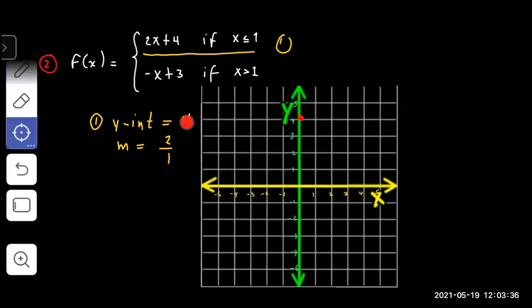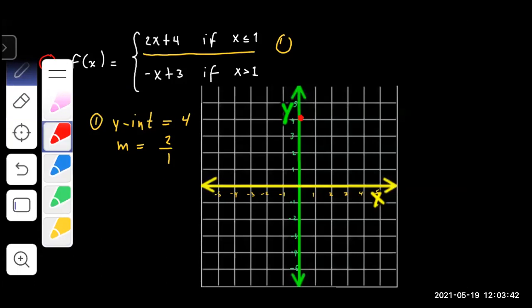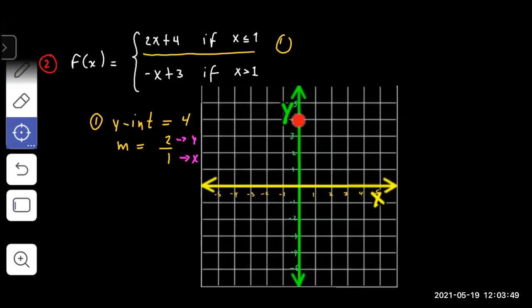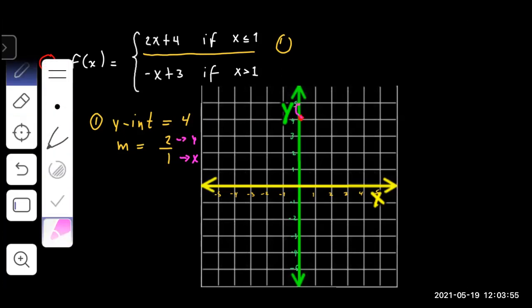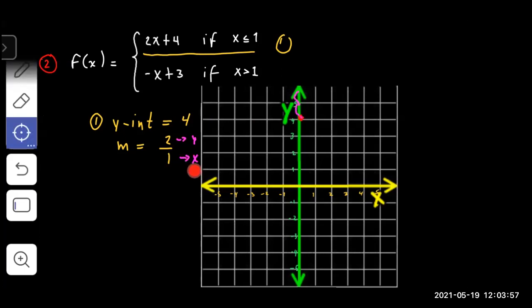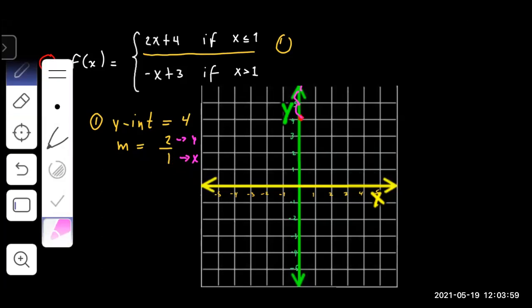And now let's move according to this slope, which is 2 over 1. I remind you guys that the numerator is the change in y always, and the denominator is the change in x. How many units should I move up in y? 2. It's positive. Move up 2 units. How many units should I move in x? 1. Just 1, to the right. And this is where we're going to get the second point.